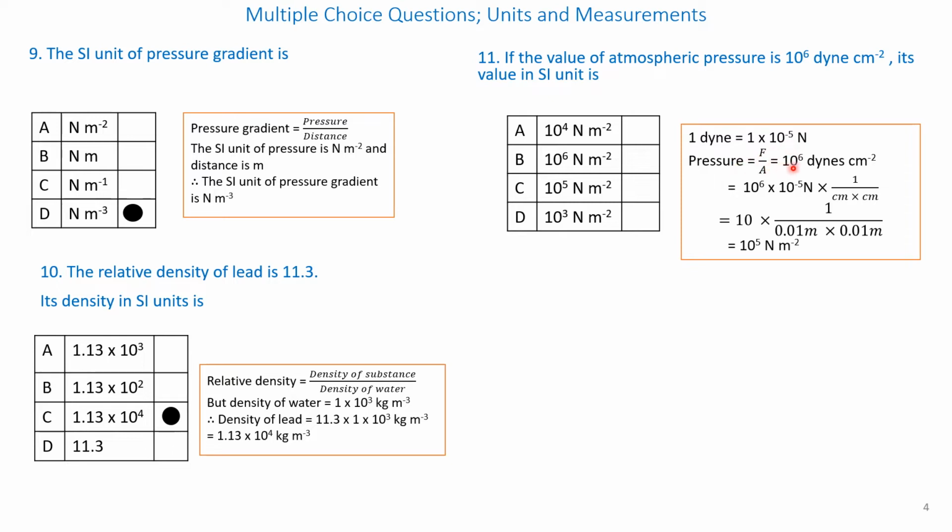Therefore, atmospheric pressure in dynes is given as 10 to the power of 6 dynes per centimeter square. So we have to multiply 10 to the power of 6 into 10 to the power of minus 5 to convert it into newtons. Similarly, centimeter square per square is equal to 1 over centimeter into centimeter. This we have to convert into meter. We know that 100 centimeters constitute 1 meter, or 1 centimeter is equal to 0.01 meters into 0.01 meters. That becomes 10 to the power of 5 newtons per meter square.